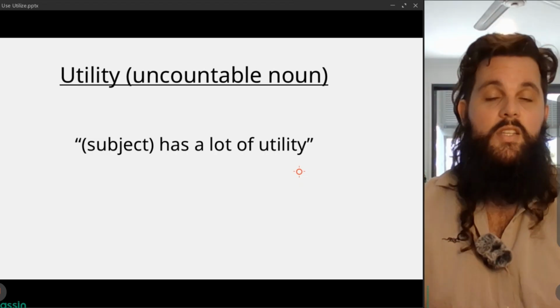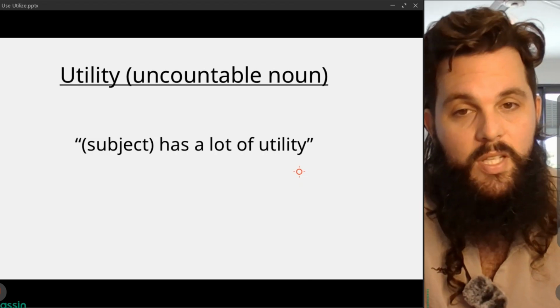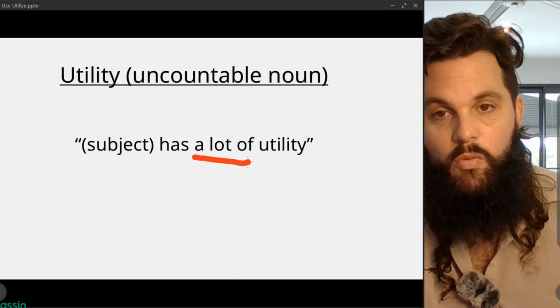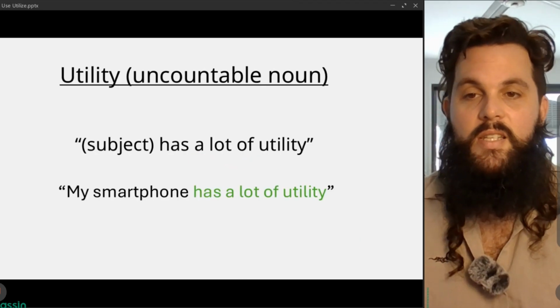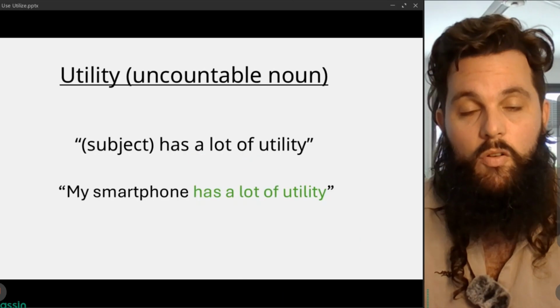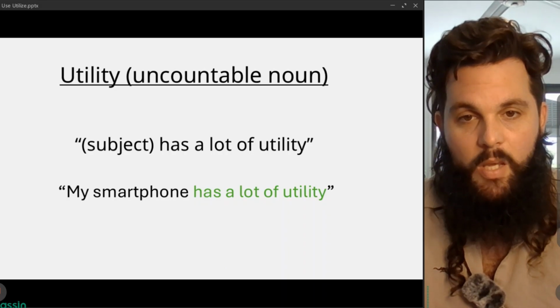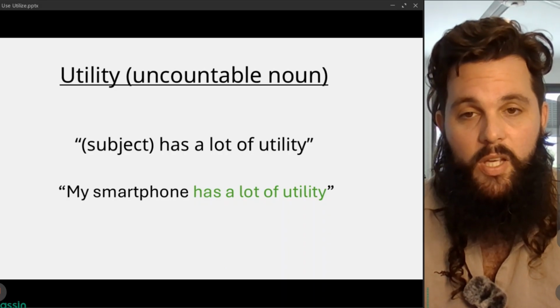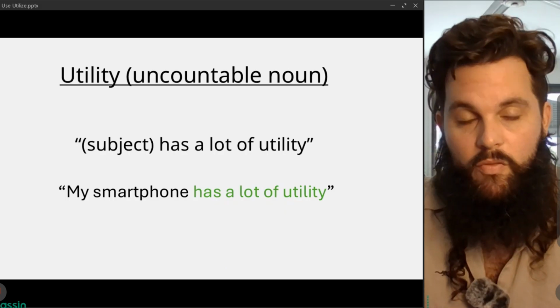Now, the way you use it is you say that something has a lot of utility because it's an uncountable noun. We'll put here "has a lot of." So such as saying, "My smartphone has a lot of utility." So think about that sentence. What do you think we're trying to communicate? My smartphone has a lot of utility.